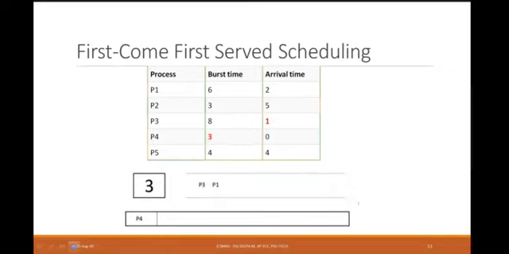Now at time 3, what happens? P4 has completed its execution. This process came in at 1 and this one came in at 2. Now process P4 is no more coming back to your ready queue. It is going out because it is in the completed or terminated state.